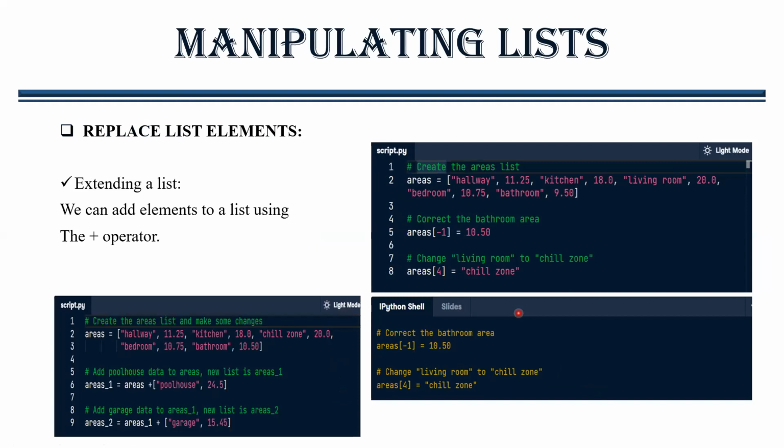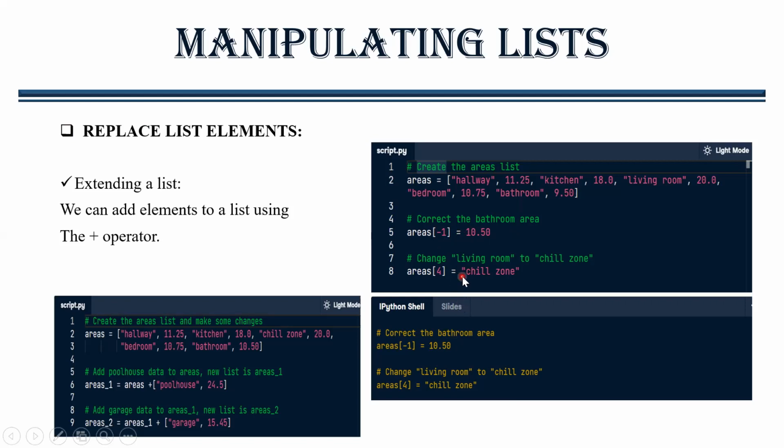So the next chapter is manipulating lists, in which we can replace list elements. Replacing a list element is pretty easy. Simply subset the list and assign new values to the subset. You can select a single element, or you can change an entire list slice at once. So if we want to correct the bathroom area, we will subset the area bathroom, which is negative indexing, and we will assign it the new value.